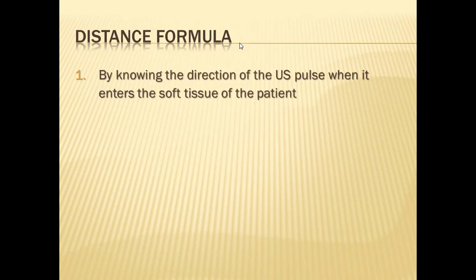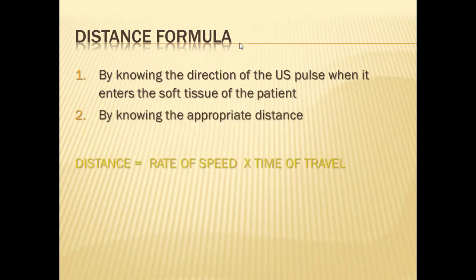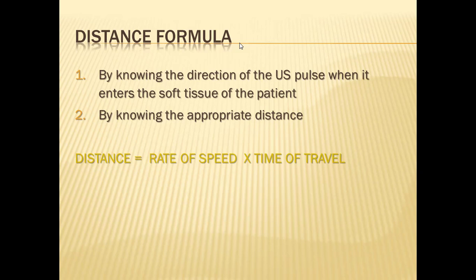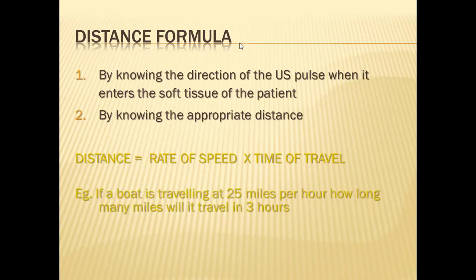So how does the machine calculate the distance? It uses the same distance formula as we would. By knowing the direction of the ultrasound pulse when it enters the soft tissue of the patient, and by knowing the speed, it uses the distance equation, which is rate of speed times time of travel. Here's an example. If a boat is traveling at 25 miles per hour, how many miles will it travel in 3 hours? We simply multiply rate, which is 25 miles per hour, times 3 hours, which is 75 miles. So our ultrasound machine is programmed for a slightly modified distance equation.